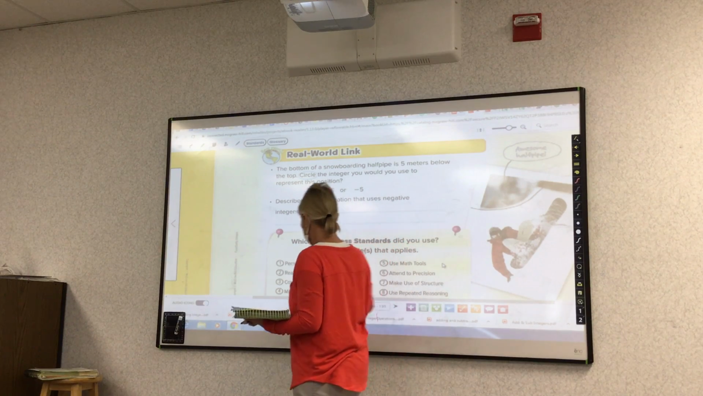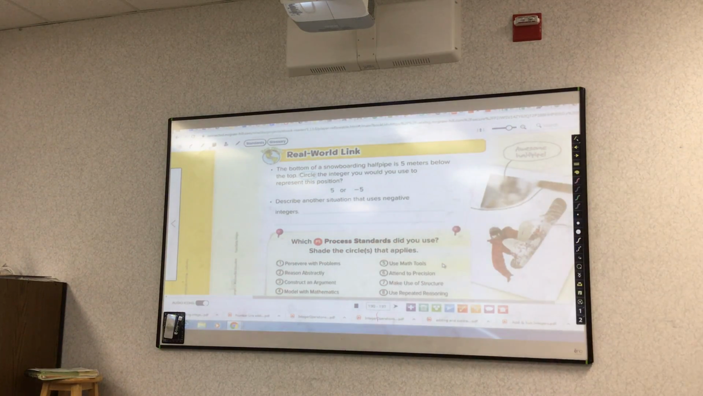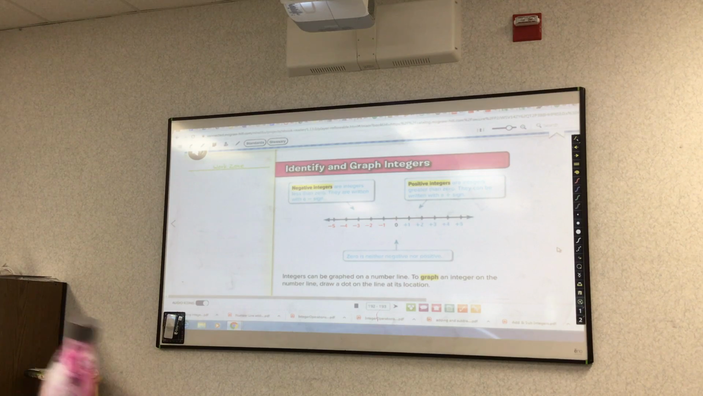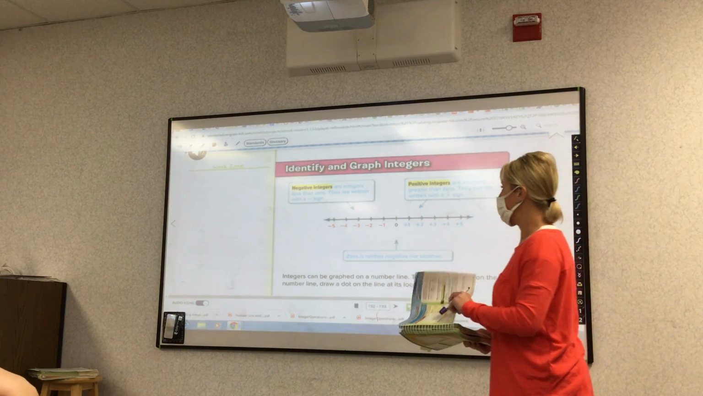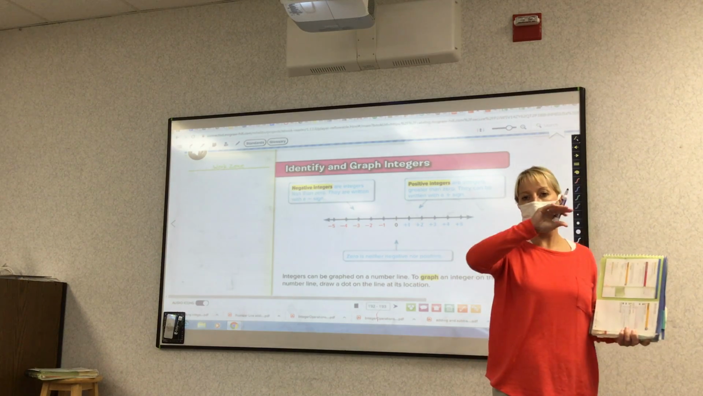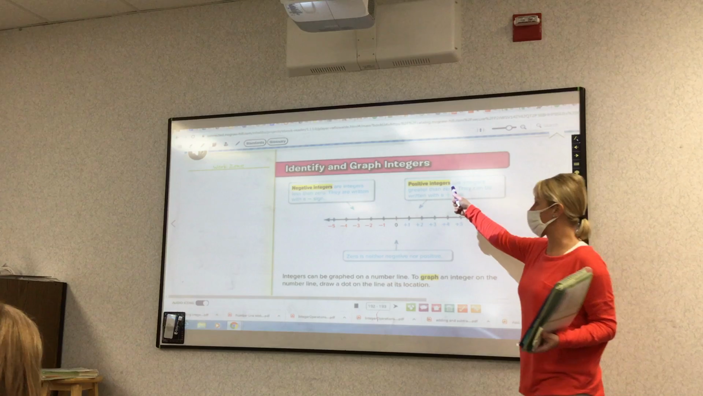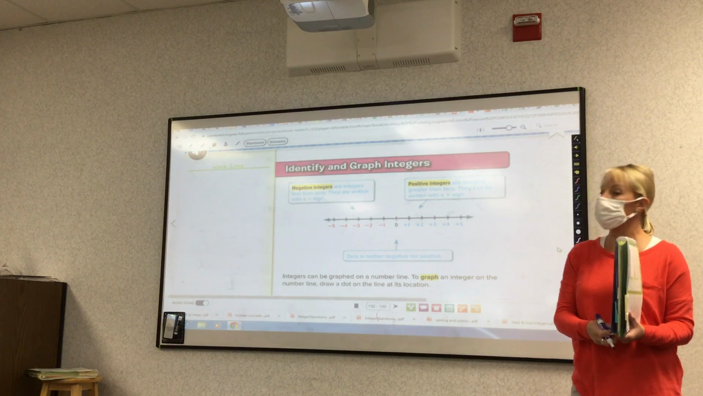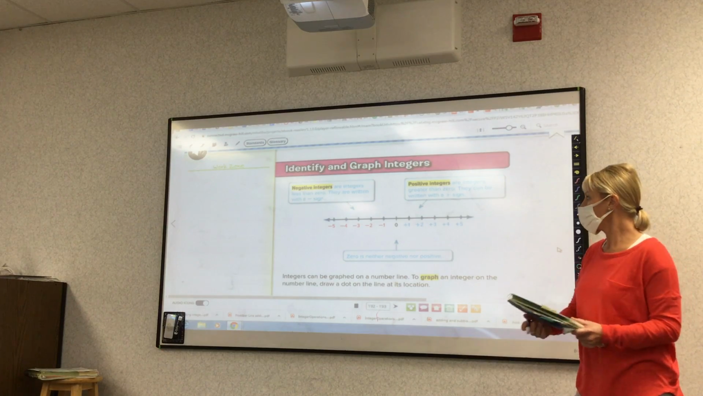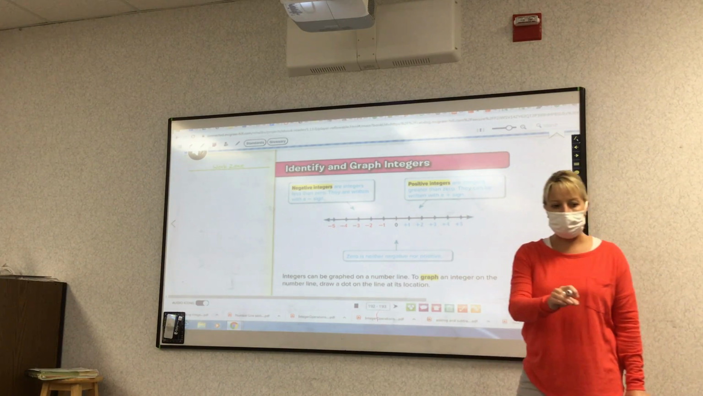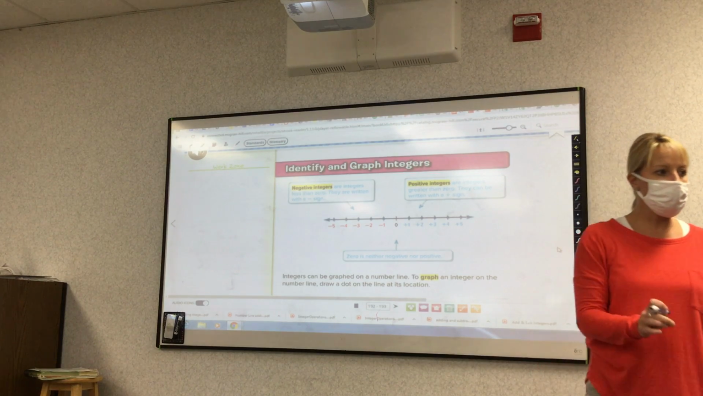Go ahead and turn the page. When you see in our books the bright pink, that's giving you what you're going to learn about. So right here it says identify and graph integers. That's what we're going to learn. Identify means to tell me which ones are, and to graph them means to put them on that number line. So negative numbers are integers less than 0. They are written with a negative sign. If you guys look at your desks, you will see a graph or a number line on your desk.